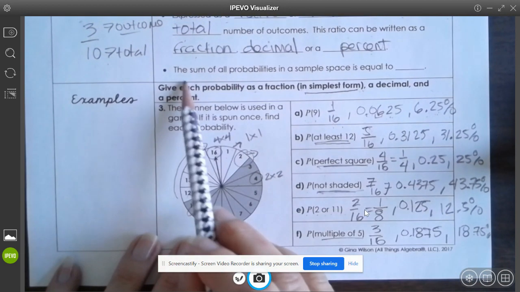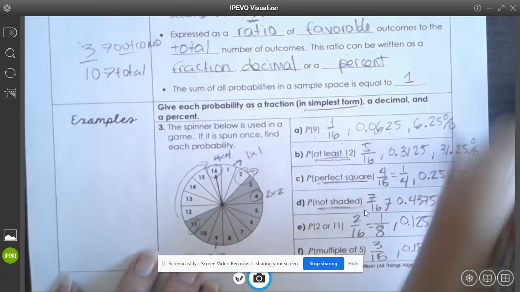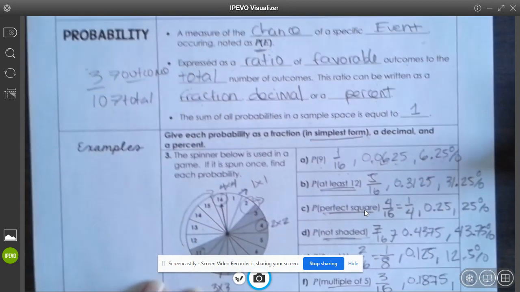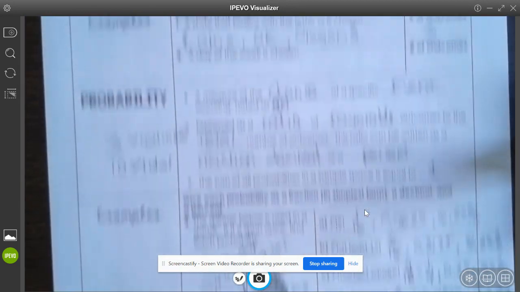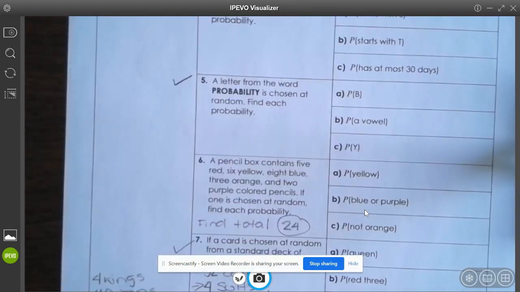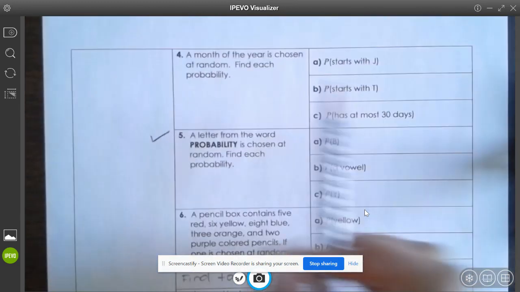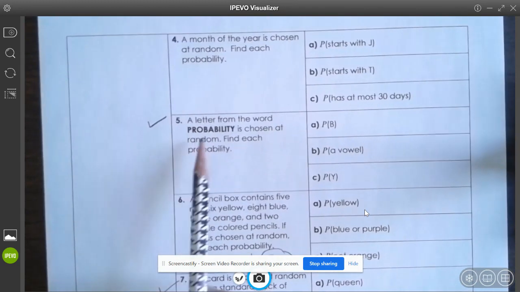Okay, the sum of all probabilities in a sample space is always equal to 1. Remember, it's like 100%, right? So with that, I'm going to do 2 more examples, and you are responsible for the rest. I'm going to put them in a Google form for you. Okay, so let's do this one.